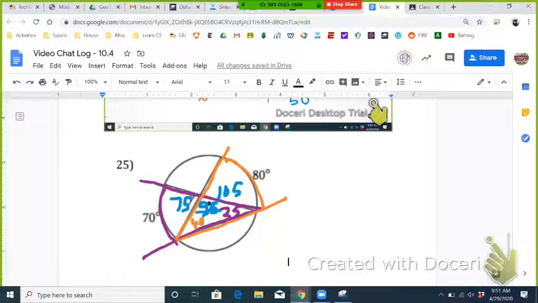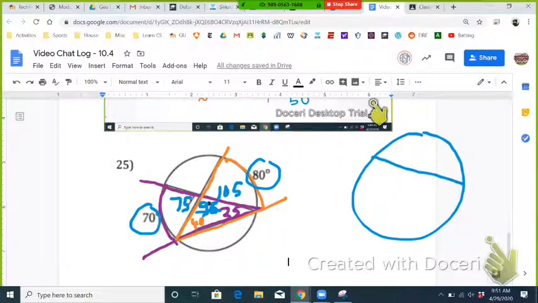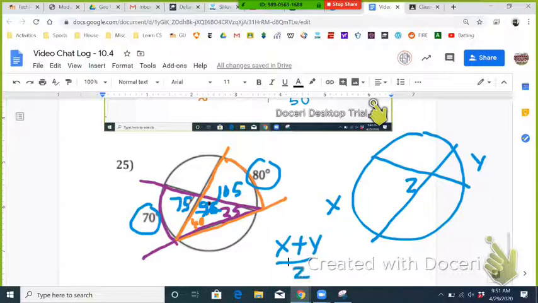Okay? So I want you to notice that 75 is the average of these two. And that's something we'll learn in later sections. When you have two chords that intersect, well, really anywhere in or on a circle, this angle formed by the two chords is going to be the average of the other two arcs. That's a 2, not a Z.